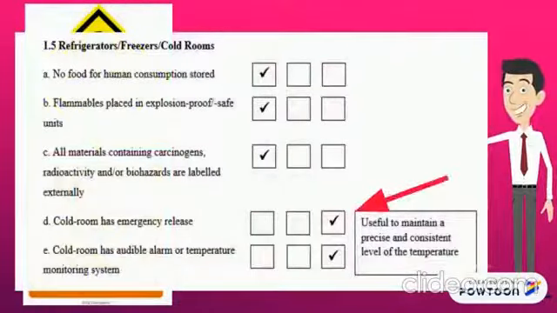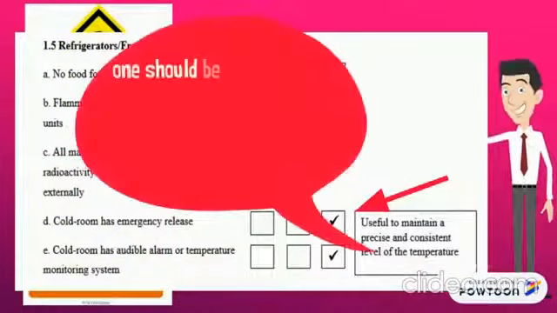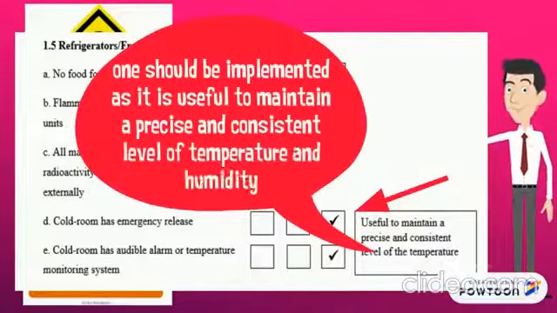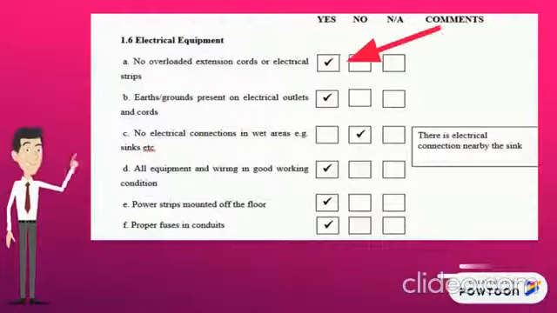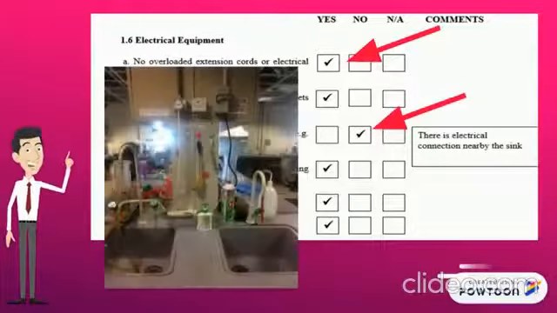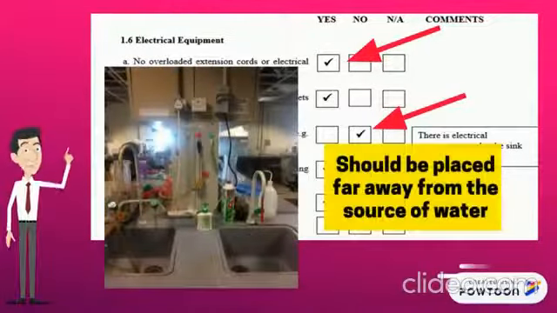There is no cold room in the laboratory, and one should be implemented as it is useful to maintain a precise and consistent level of temperature and humidity. For electrical equipment, there are no overloaded extension cords. However, there is electrical connection in wet areas nearby the sink. The electrical connections should be placed far away from the source of water.